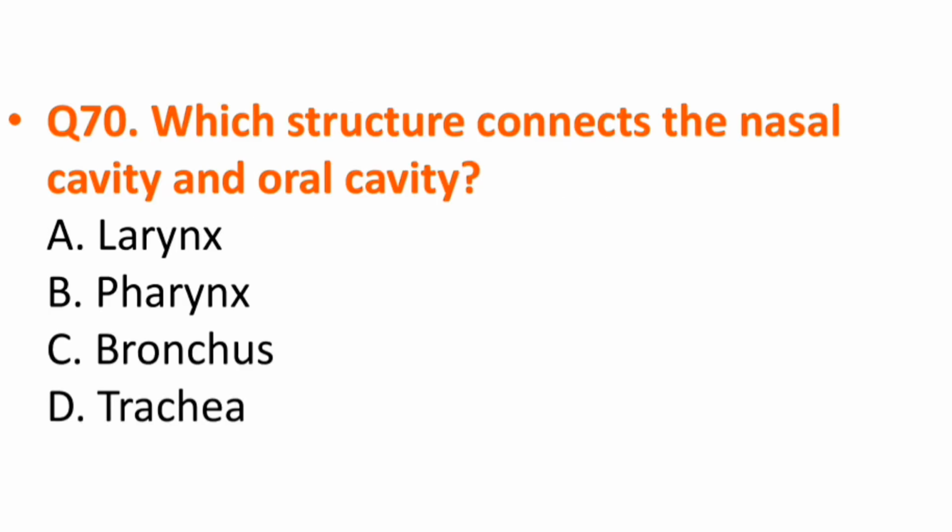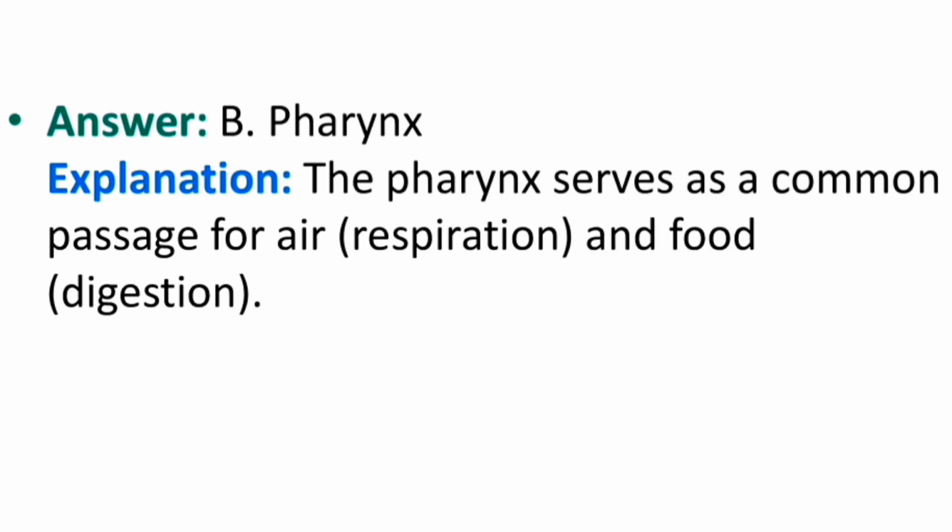Which structure connects the nasal cavity and oral cavity? Option A, larynx, option B, pharynx, option C, bronchus, option D, trachea. The correct answer is option B, pharynx. The pharynx serves as a common passage for air in respiration and food in digestion.